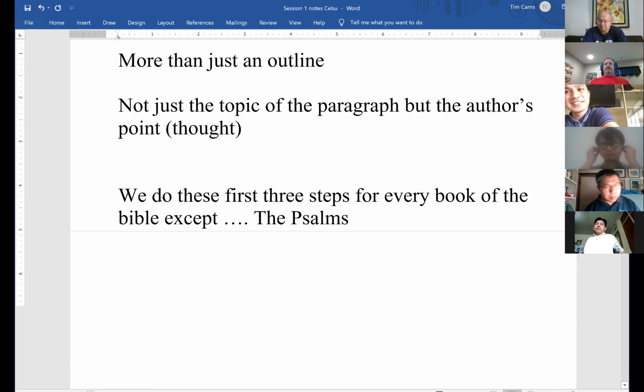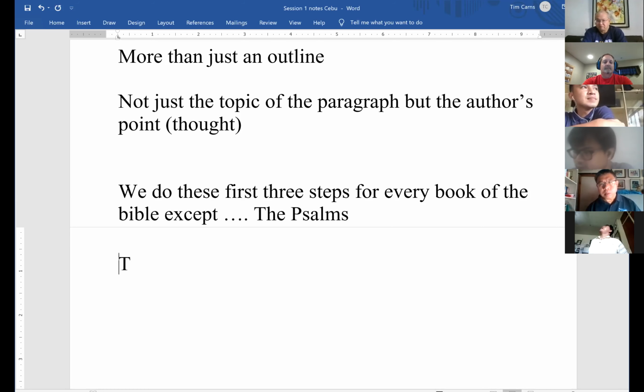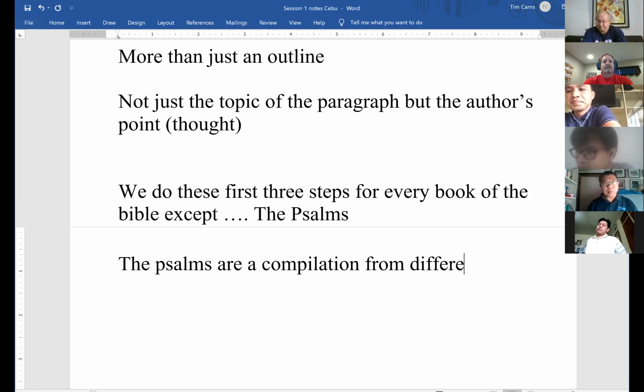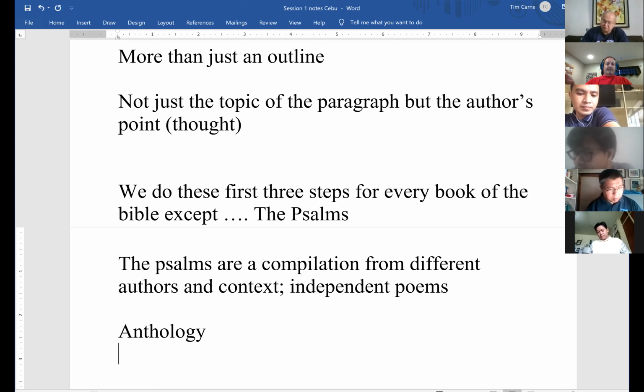Why would we not be studying the background context or the literary context of the book of Psalms? What is unique about the Psalms? It's a compilation from different authors, different contexts. These are all independent poems. They're a collection, or another term used is an anthology, meaning there are simply a number of poems written by different authors over different periods of time that each have their own individual contexts.